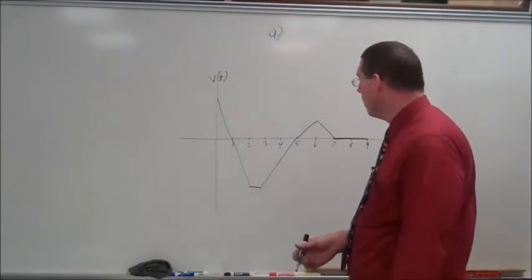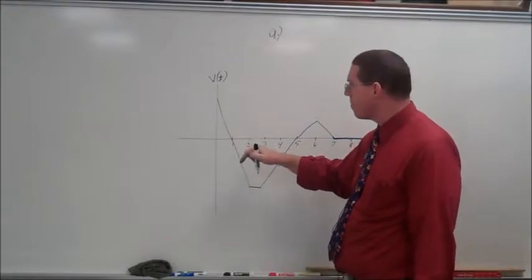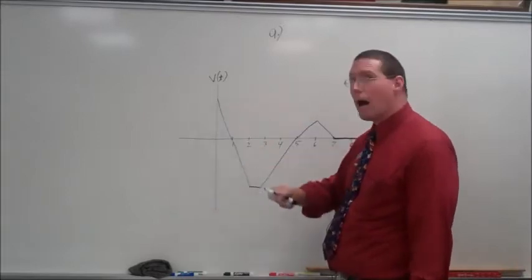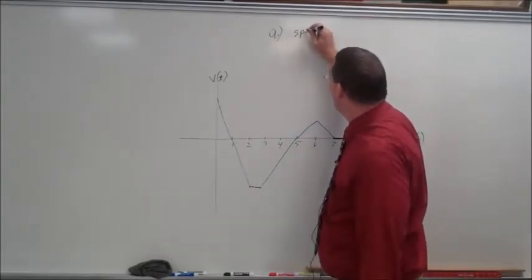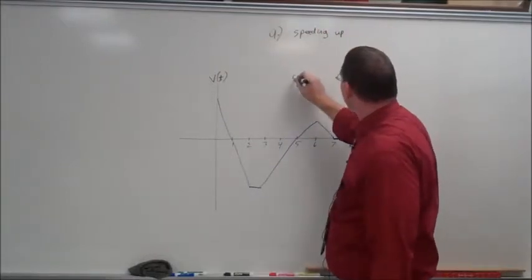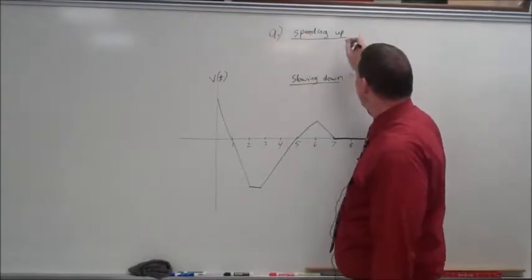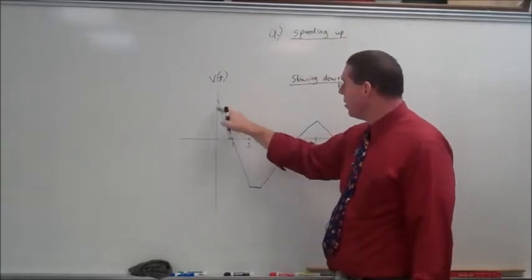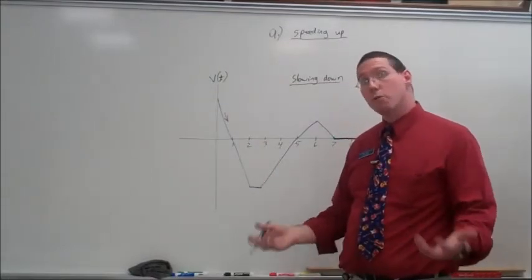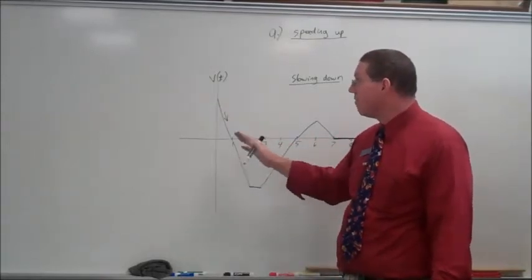Okay, so let's look here. Let's look at every place where velocity changes sign, because that's where it goes from positive to negative. From 0 to 1, velocity is above the t-axis, so velocity is positive. Let's put up here, speeding up and slowing down. Well, from 0 to 1, velocity is positive, but it has a negative slope. Acceleration is the derivative of velocity, so it's the slope of velocity. So acceleration is negative, and velocity is positive.